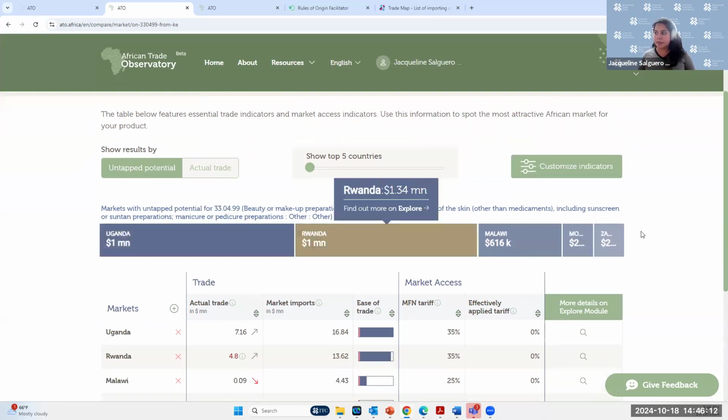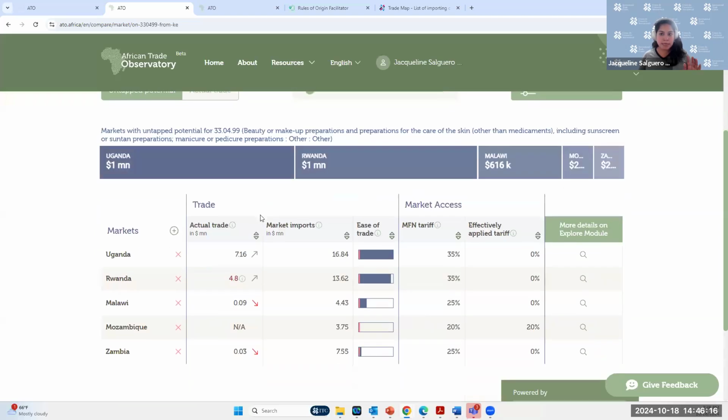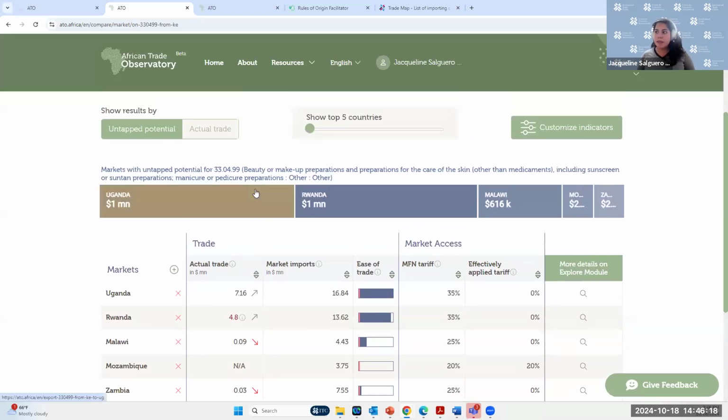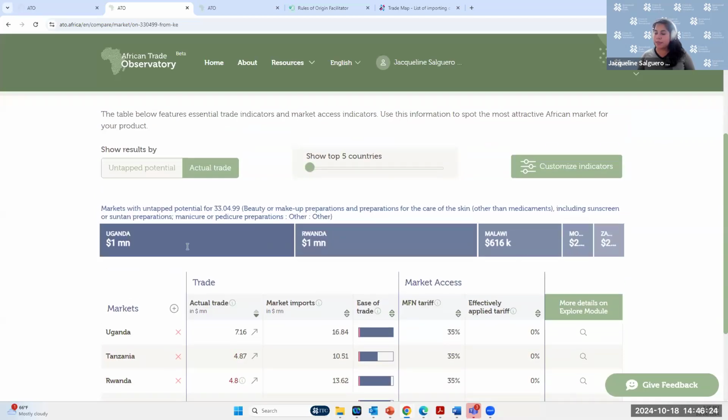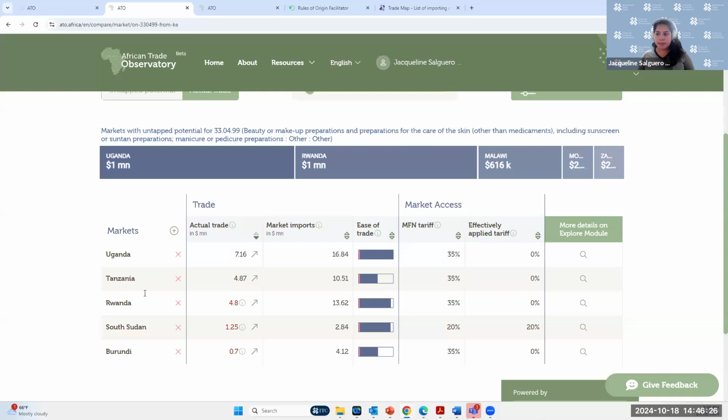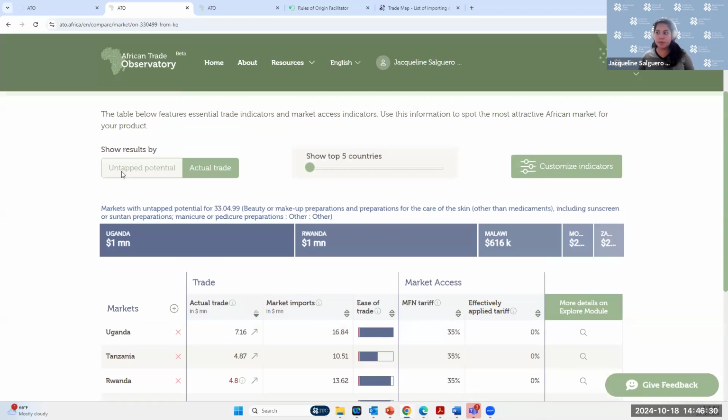So these are the 5 countries. As I said, you can always add more countries to this table if you want, but let's keep it for now with 5. And actual trade, as I said, will change the countries. First we had Uganda, Rwanda, Malawi, Mozambique, and Zambia. And now we have Uganda, Tanzania, Rwanda, South Sudan, and Burundi. So we can see the countries have changed.